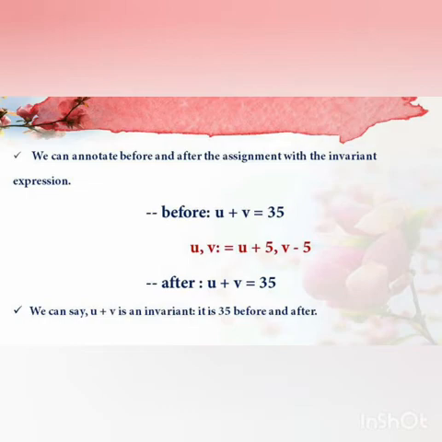u value is 20, so 20 plus 5 is 25. v value is 15, so 15 minus 5 is 10. Then, after the assignment, u plus v is equal to 35. Now, u value is 25 and v value is 10. So, 25 plus 10 is equal to 35. So, u plus v is an invariant, because the value of u plus v, which is 35, is not changed before the assignment and after the assignment. Do you understand the concept of invariant now?